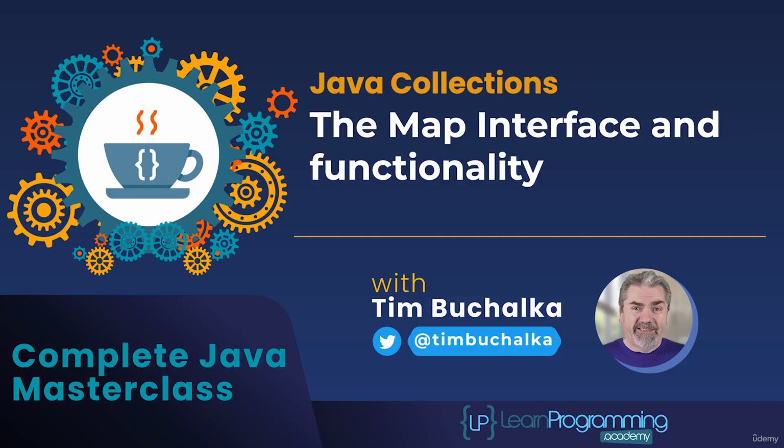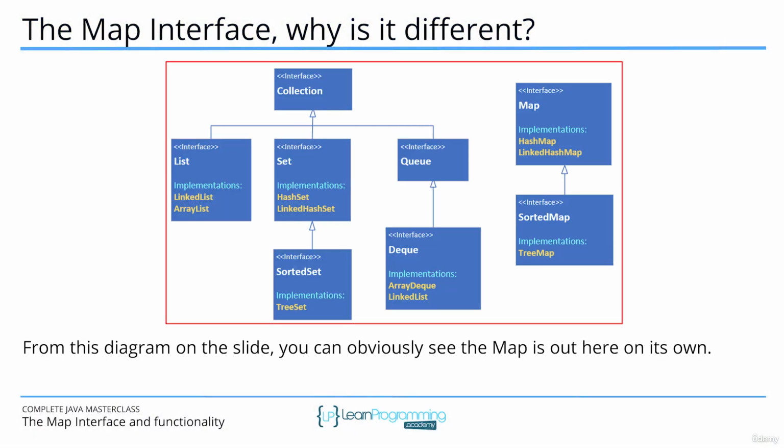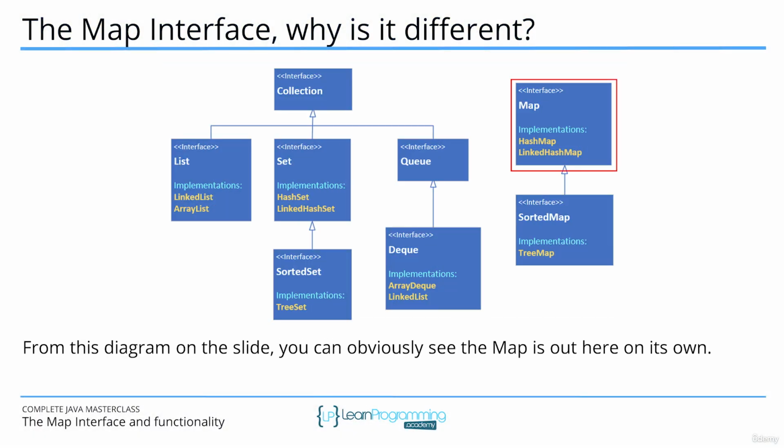I'm going to leave the collection side of the Java Collections framework for now and look at the map interface and the Java classes that implement it. The map interface is part of the collections framework, even though it doesn't derive from or implement the collection interface. From this diagram on the slide, you can obviously see the map is out here on its own.